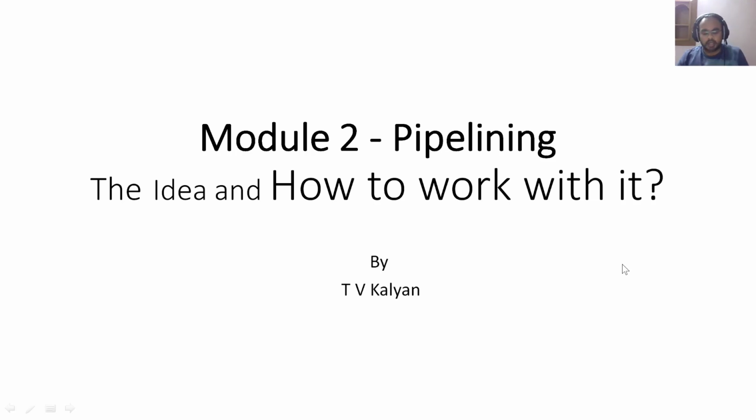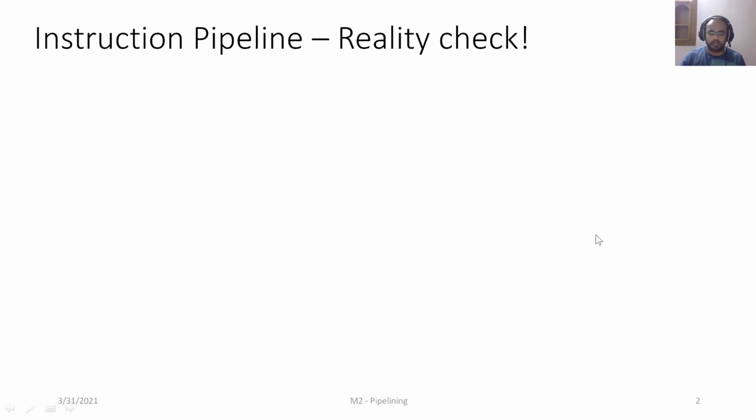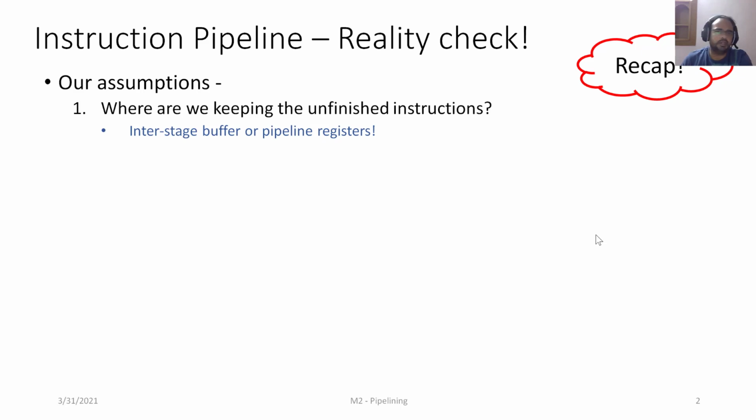Hello students, we'll further dive into the implementation issues of pipelining. A quick recap of what we have seen so far. We have started addressing each of the assumptions that we made in the ideal pipeline. The first assumption was to decide where to keep the unfinished instructions. Accordingly, we introduced the interstage buffers or the pipeline registers.